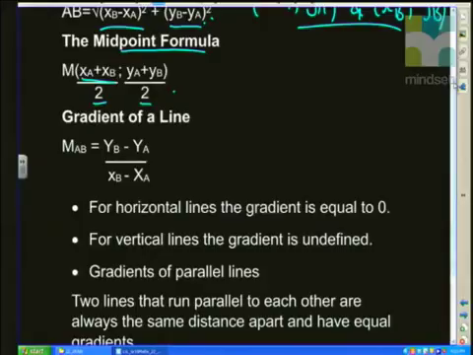Lose marks by being careless with signs. So be very careful. Where there's a minus, use a minus. Where there's a plus, use a plus.